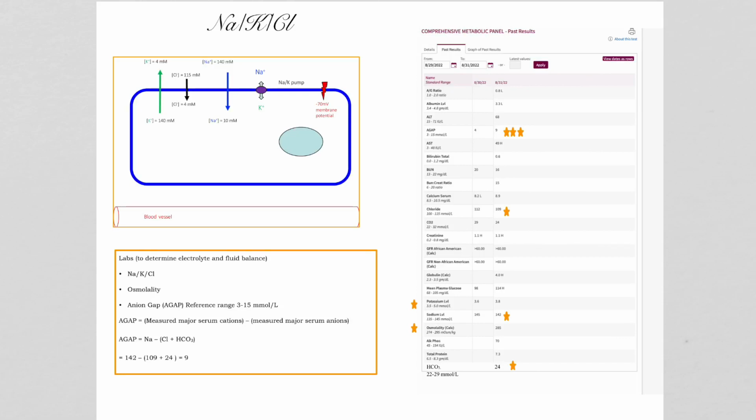Okay, so there are quite a few important tests for electrolytes. Just to summarize, the sodium, potassium, and chloride tests are done very, very commonly. Osmolarity we talked about previously, very closely related to sodium. And then we just saw that the anion gap can give clinicians a lot of useful information.